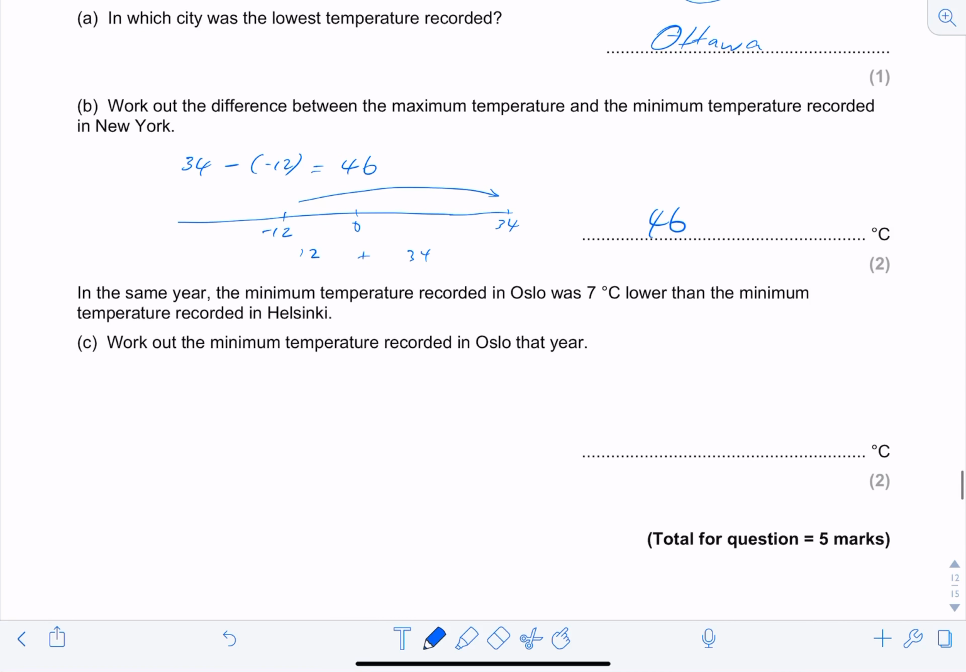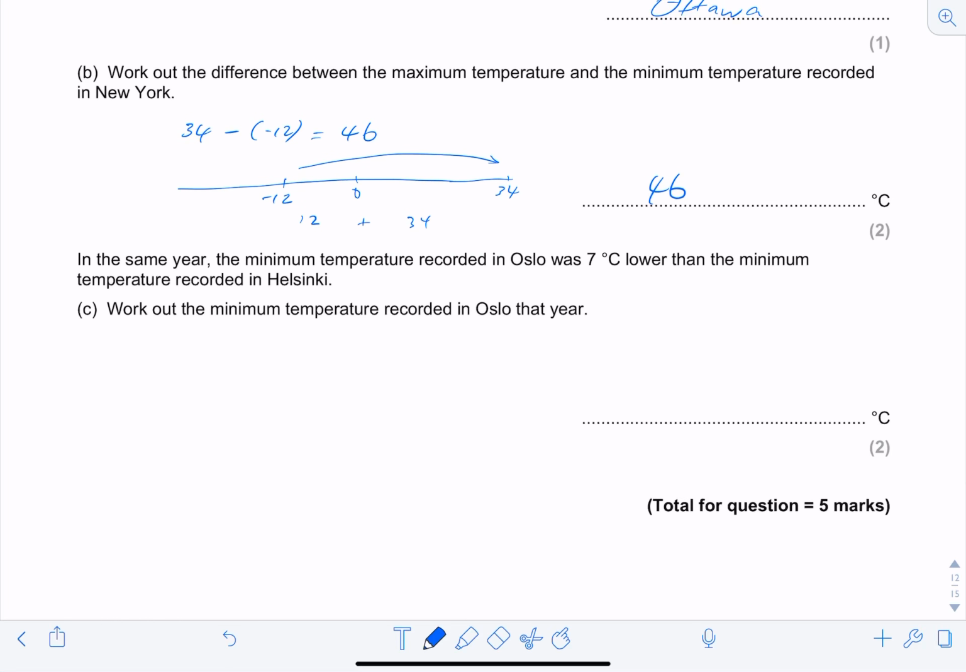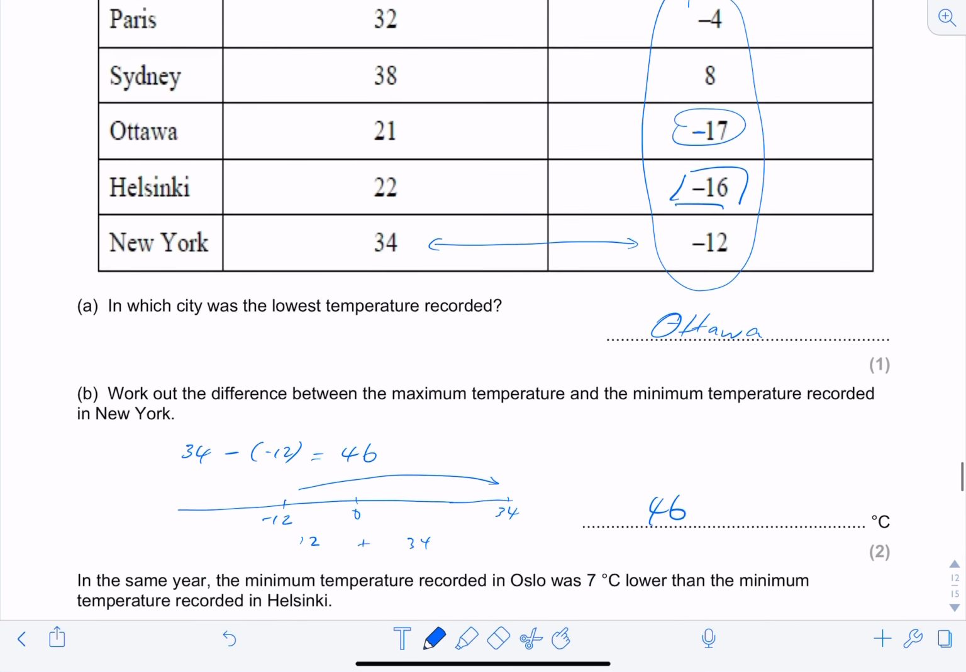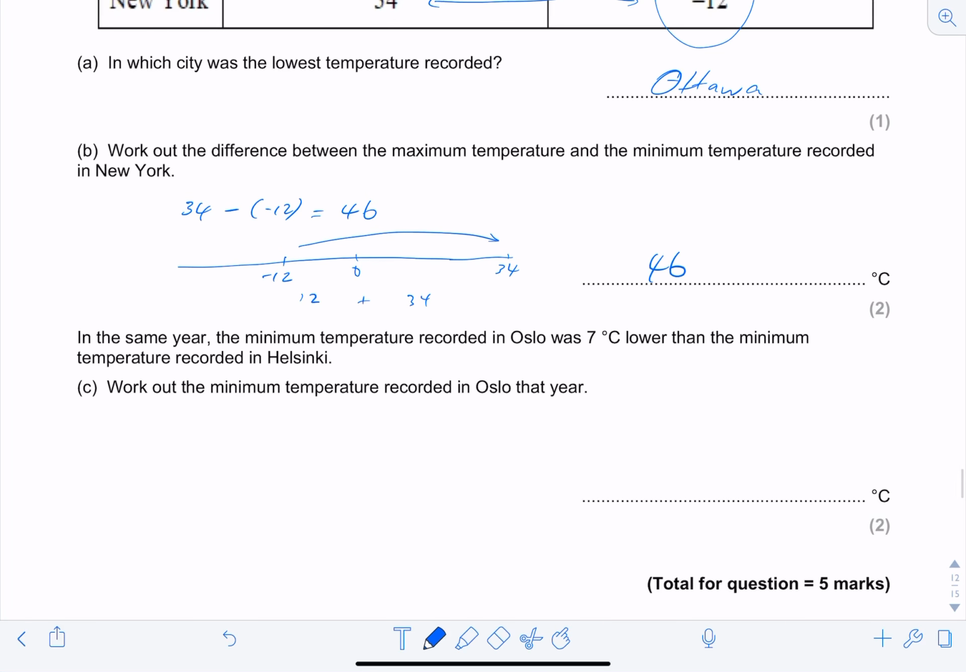Yes, brain still works. In the same year, the minimum temperature recorded in Oslo was 7 degrees lower than the minimum temperature recorded in Helsinki. So in Helsinki, the minimum temperature was negative 16. And this was 7 degrees lower. So 1 degree lower than negative 16 would be negative 17. So 7 degrees lower would be negative 16 minus 7, which is negative 23.